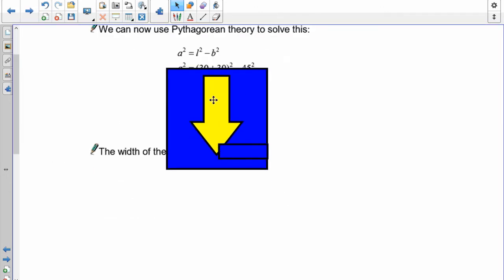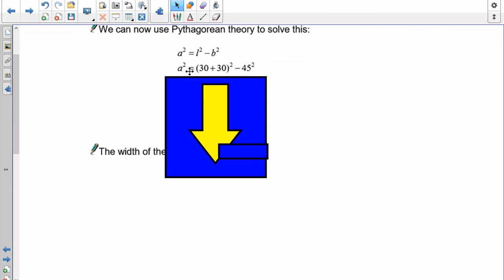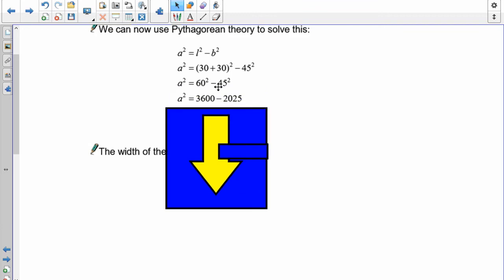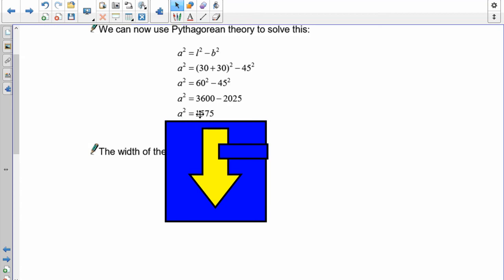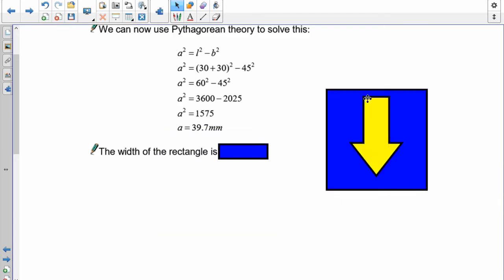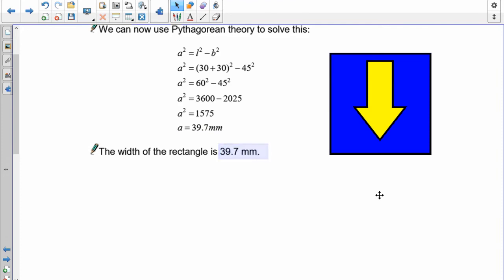So here we go. A squared is equal to L squared, or length squared, take away B squared. And my length is 60 there. Now 60 squared is 3,600, and 45 squared is 2,025. Subtract them, and you get 1,575. Now take the square root of that, and you get 39.7 millimeters. So that means the width of our rectangle is 39.7 millimeters.